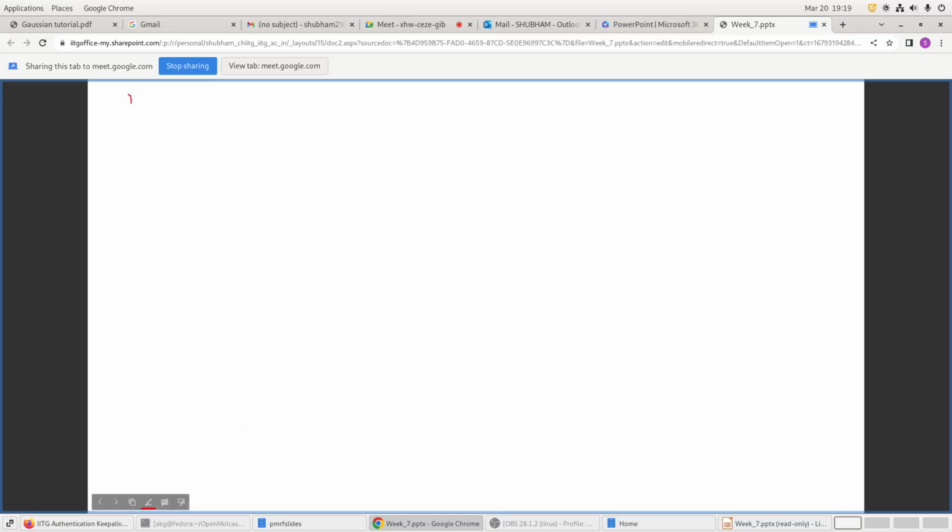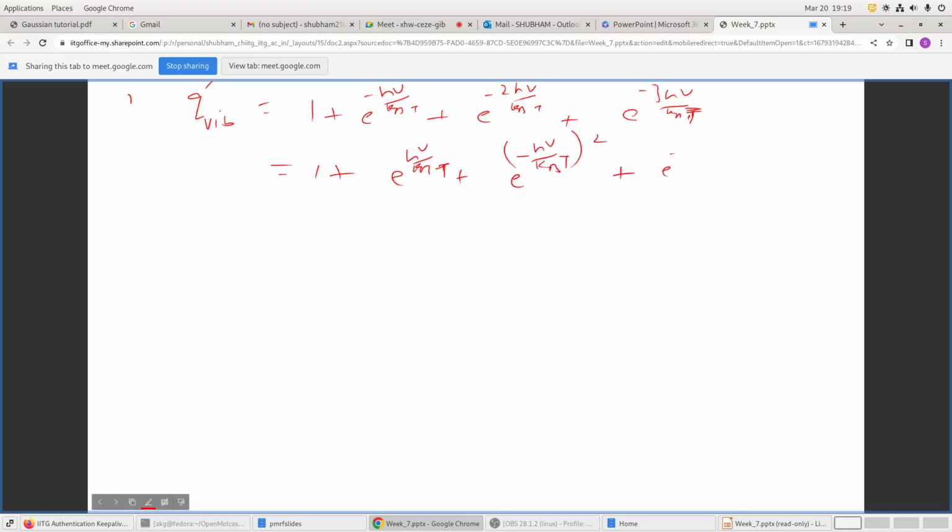Okay, so where were we? We were at Q vibrational dash is equal to 1 plus e to the power minus h nu by kBT plus e to the power minus 2h nu by kBT plus e to the power minus 3h nu by kBT, and like we did in the previous one, we can say that this is 1 plus e to the power minus h nu by kBT plus (e to the power minus h nu by kBT) squared plus (e to the power minus h nu by kBT) cubed, and so on.